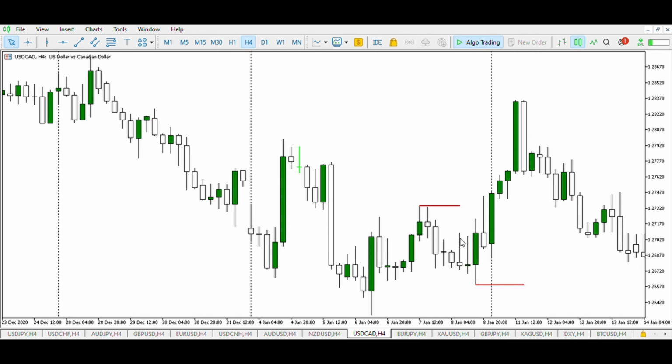This is where the concept of liquidity comes in place. This swing right here is a liquidity zone. Mind you, I'm just using the concept swing. I'm not saying that this is a valid swing. This is just a swing.